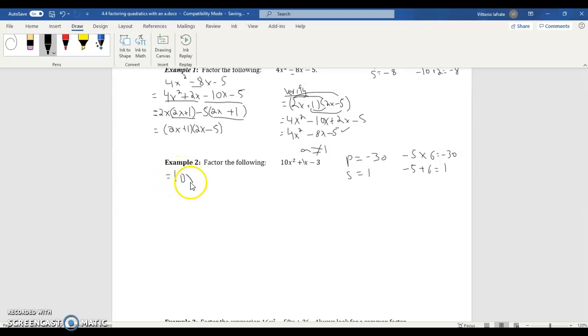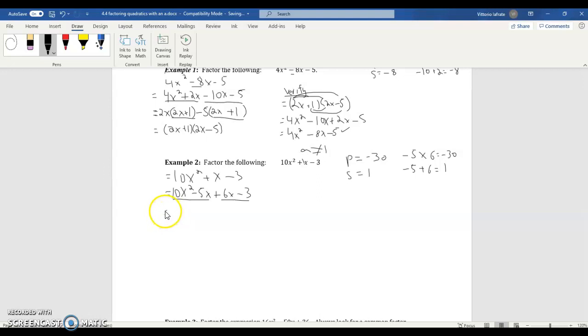We have 10x squared plus x minus 3. And we're going to decompose that. We're going to decompose the middle term, the x term, using our two numbers there. So 10x squared, x will become minus 5x plus 6x. That's still equal to x. Minus 5 plus 6x. And then minus 3. And so what we've done is we've created these two groups over here where we can find greatest common factors from.